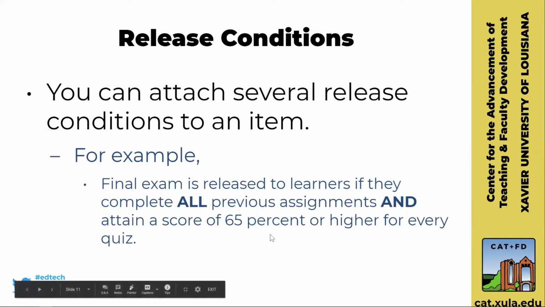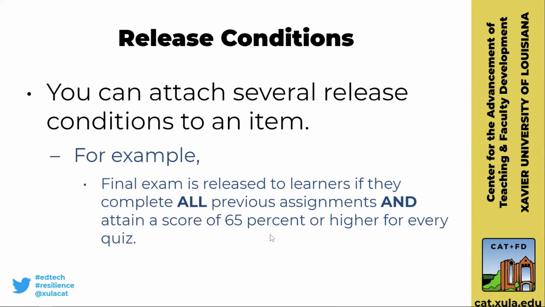All right, and so you can attach several release conditions to an item. For example, the final exam is released if the students complete all of the previous assignments and attain a score of 65% or higher for every quiz. Then they can see the final exam. Elizabeth was using her example where they had to do the survey and take the honor pledge before the final exam was released.